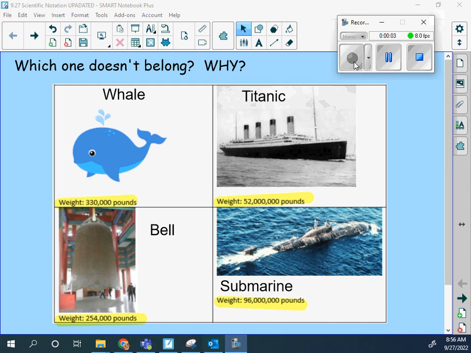One doesn't belong? Who wants to tell me? The whale, because it's not man-made. Okay, so you say the whale because it's not man-made. Okay, anybody else?